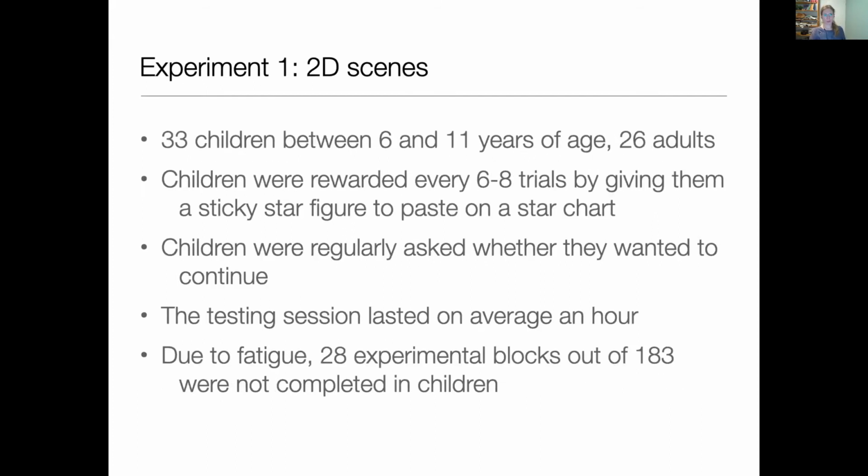In experiment 1, we had 33 children between 6 and 11 years of age and 26 adults, mostly young adults. To make the task more motivating and rewarding for children, we rewarded them every 6 to 8 trials by giving them star figures to paste on a star chart. We also regularly made sure that the children were willing to continue. The testing sessions for both children and adults lasted on average an hour, but due to fatigue, 28 experimental blocks out of 183 were not completed in children, and we took this into account in the data analysis.